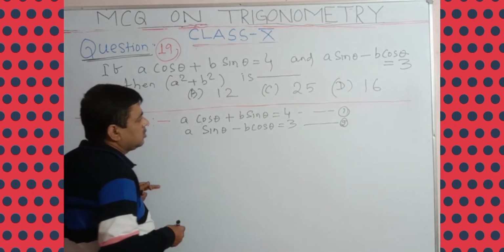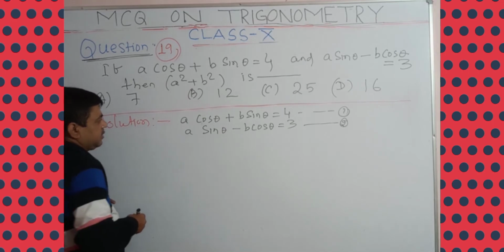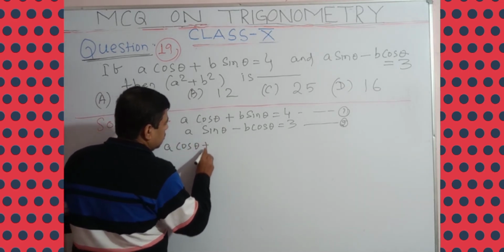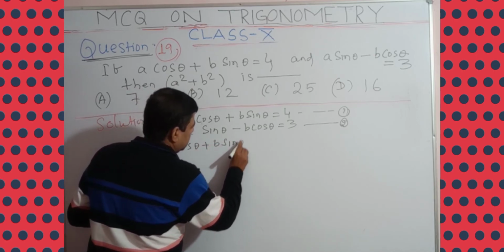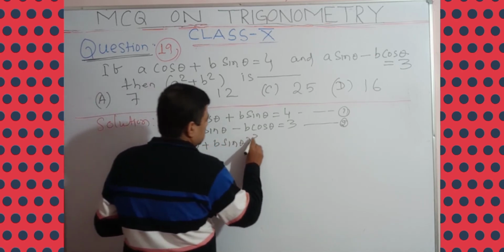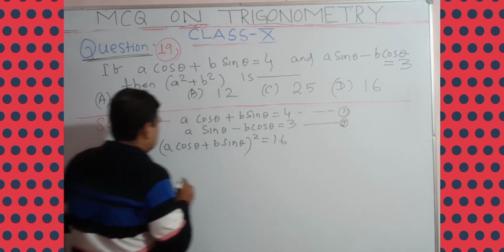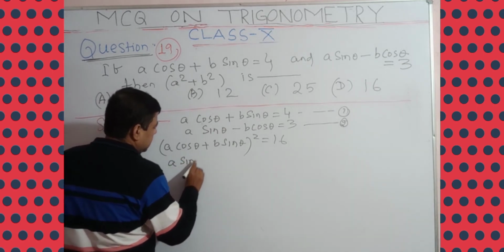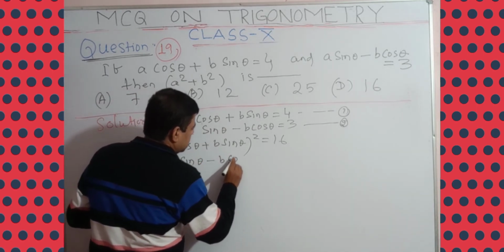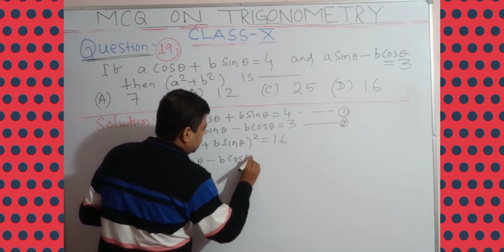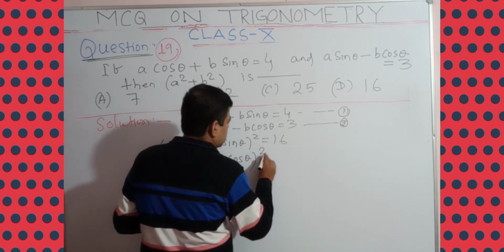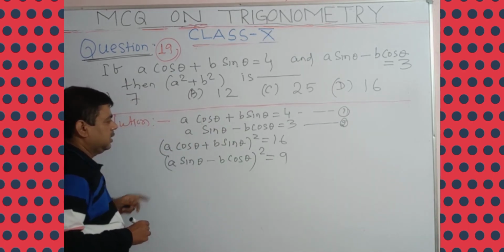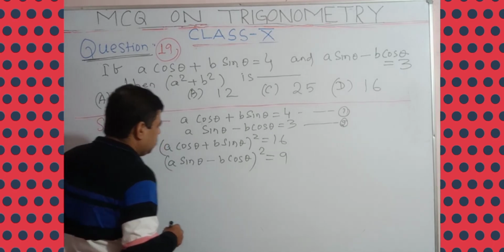Now squaring equation 1 and equation 2 on both sides. Here we get (a cos theta plus b sin theta) whole square is equal to 4 square, which is 16. And similarly squaring equation 2, we shall get (a sin theta minus b cos theta) whole square is equal to 3 square, which is 9. Understand? Okay, now (a cos theta plus b sin theta) whole square.